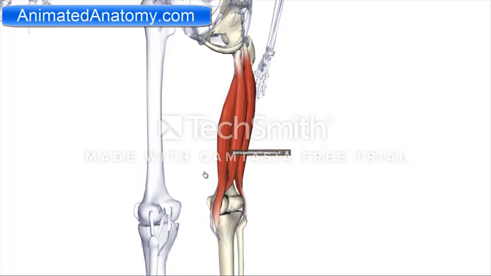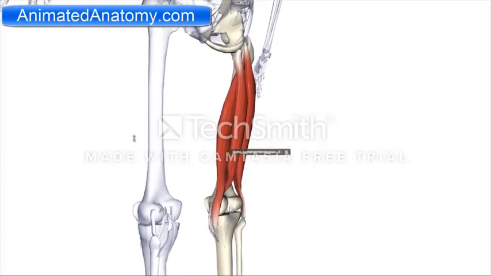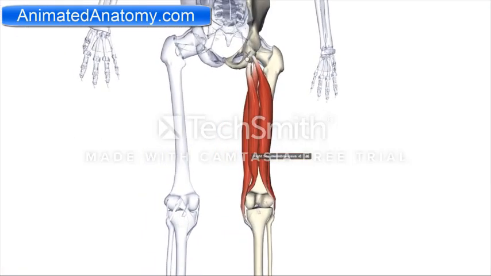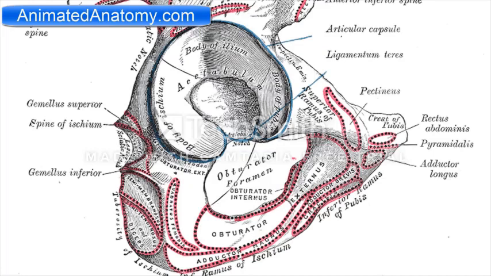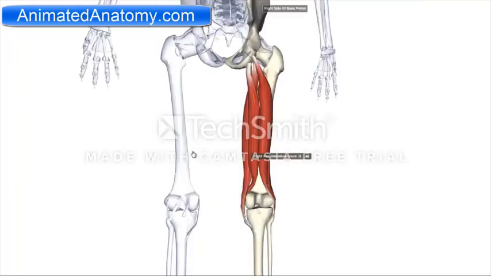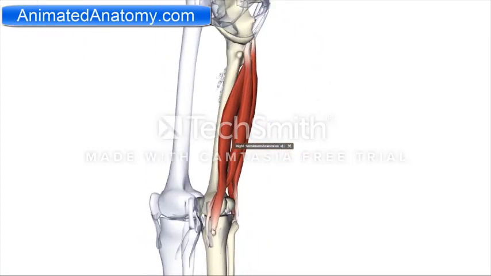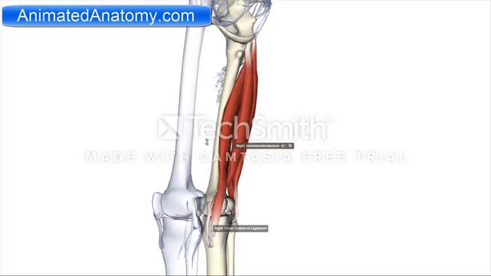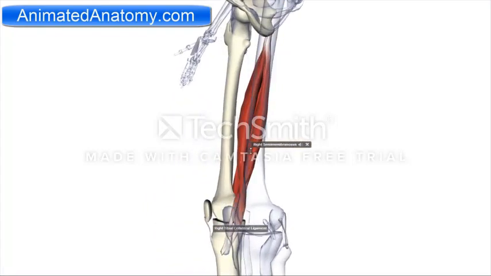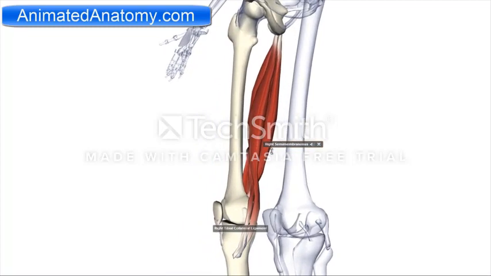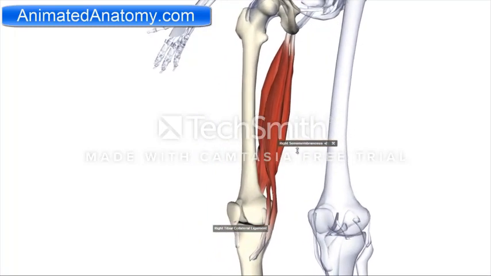And the semimembranosus muscle has the origin also on the ischial tuberosity. That's here, the semimembranosus muscle. The insertion of this muscle is actually the medial surface of the tibia, and it does not insert on the fascia serenus, but the medial surface of the tibia. This muscle is also innervated by the sciatic nerve, and it serves for the knee joint flexion and the hip extension.